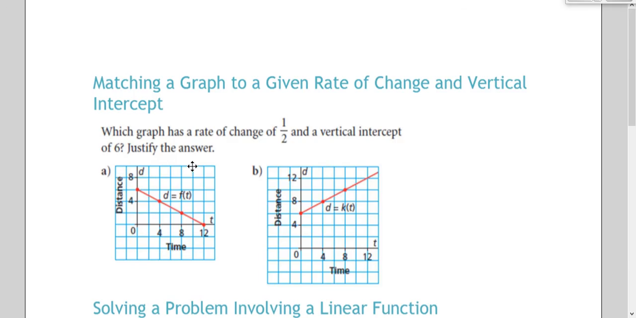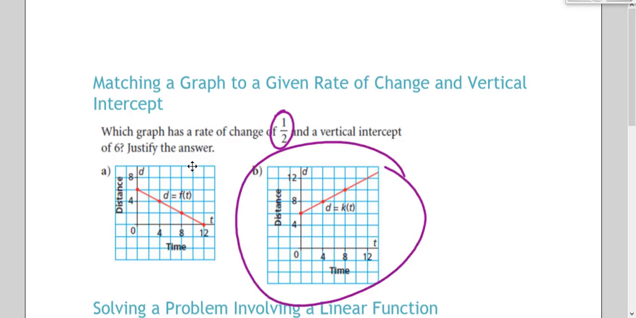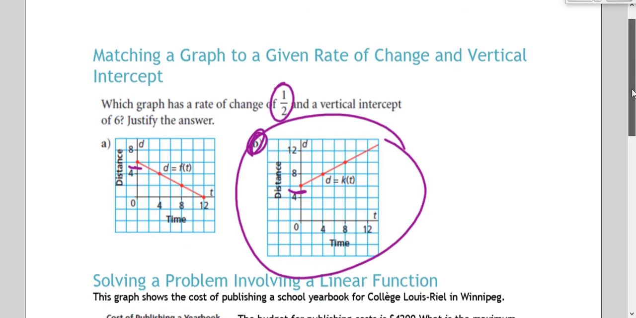Matching a graph to a given rate of change and vertical intercept. Which graph has a rate of change of 1/2 and a vertical intercept of 6? Justify the answer. Well, if I'm looking solely at this, I see that my graph should be increasing. This is the only one that is increasing. They both have the same vertical intercept, but this one is increasing, and my rate of change is positive. We kind of briefly talked about that in the last one, so that is the key giveaway.